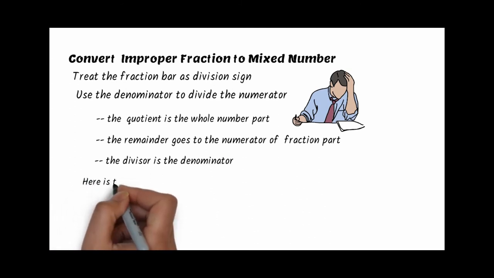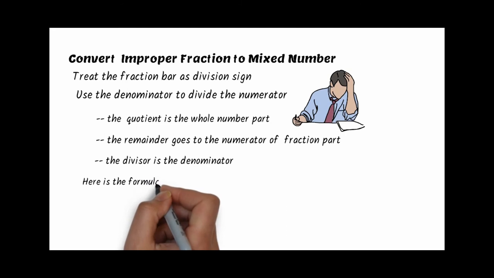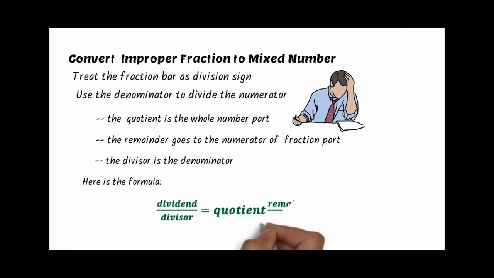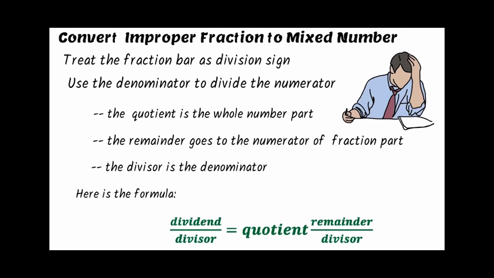So here we're going to look at a general formula. If we have a fraction where we have the numerator on the top and the denominator at the bottom, it's equivalent to a dividend on the top and a divisor at the bottom. And the result of this division, the quotient, is the whole number part of the mixed number. The remainder is the numerator of the fraction part, and the divisor is the denominator of the fraction. Next, let me show you how to do it in two examples.